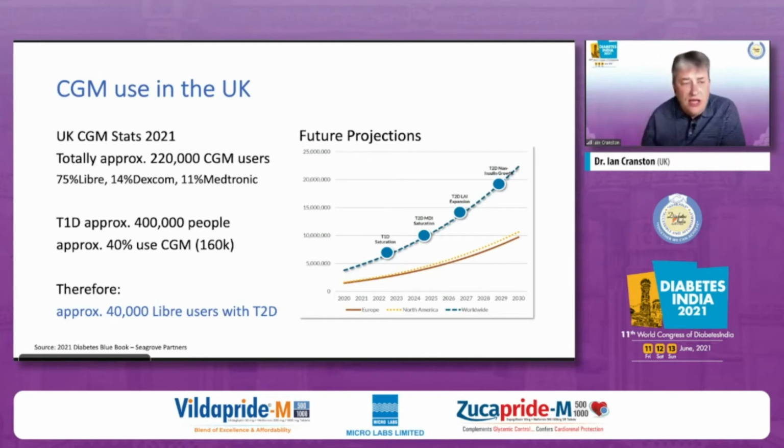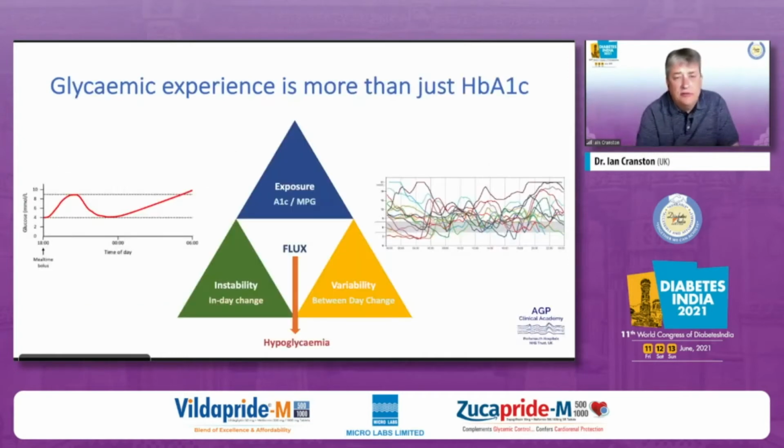Whilst in the UK, with work from people like Pratik, we've been pushing the ever increased use of this in people with type 1 diabetes, we also have to recognize that probably 40 to 50,000 people with type 2 diabetes in the UK are using these as a self-purchase process, which may parallel the use much more around other parts of the world.